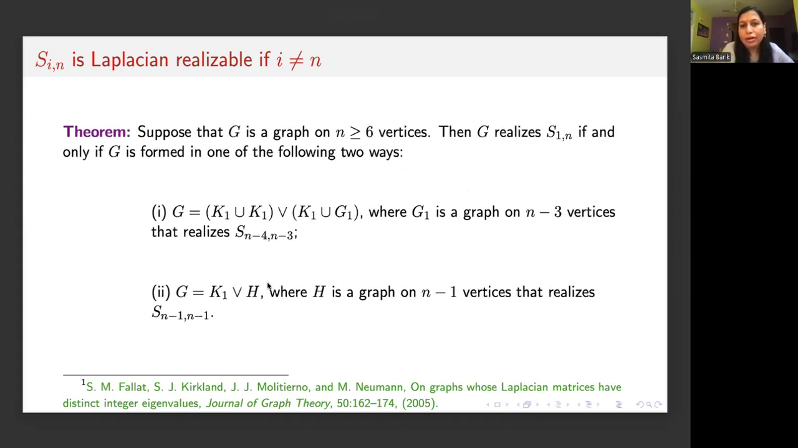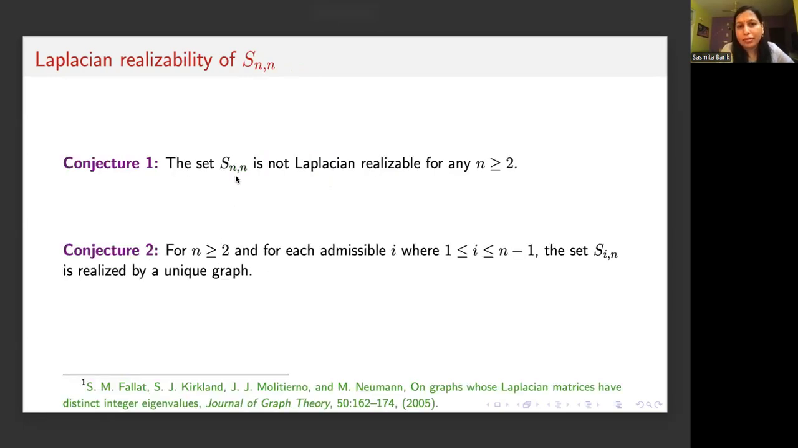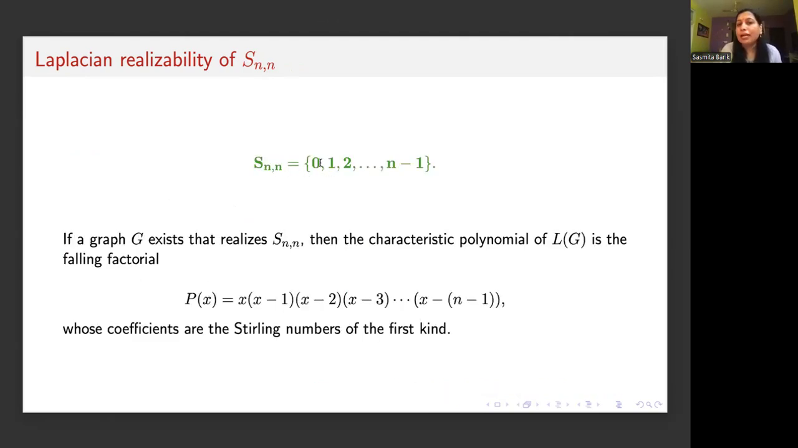Similarly, for H_1^n, there are two ways it can be obtained. The first way is here, where n−4 is missing from n−3 vertices. But this is n−1 vertices and n−1 missing. If the first conjecture is true, this construction cannot be done, so there is a unique way. So the second conjecture depends on the first conjecture. Actually, if this is proved, then this is also proved, or one can independently prove this. So this is one nice and interesting conjecture that remains open: whether there is a graph with eigenvalues 0 to n−1.